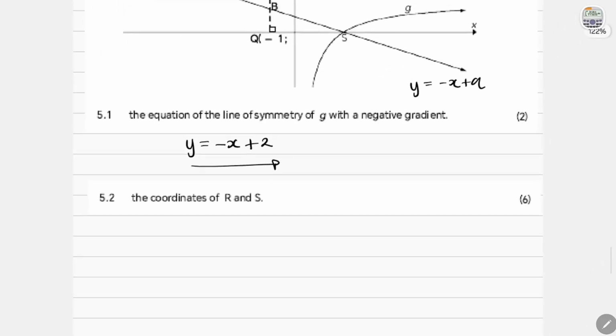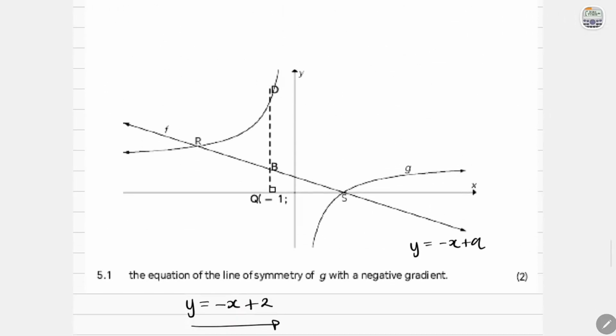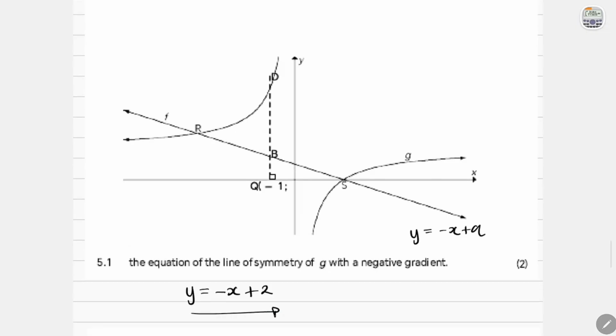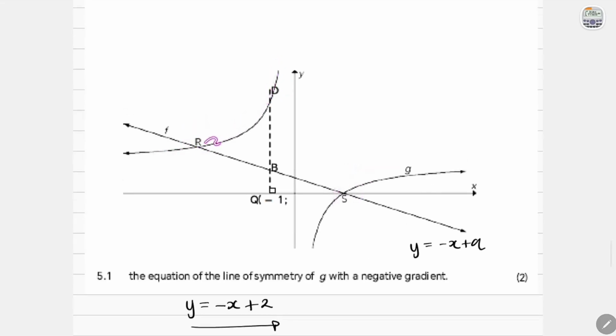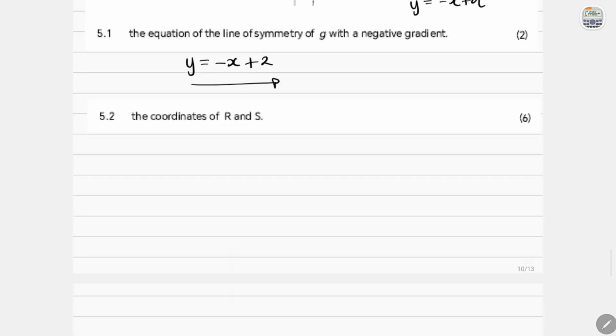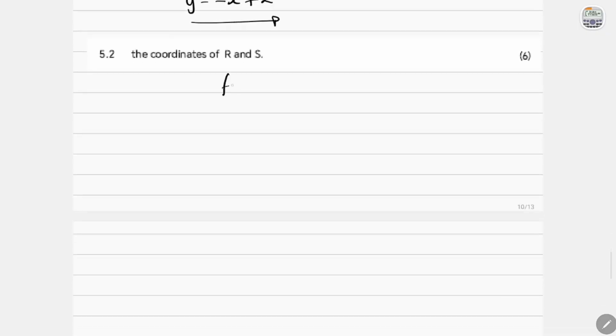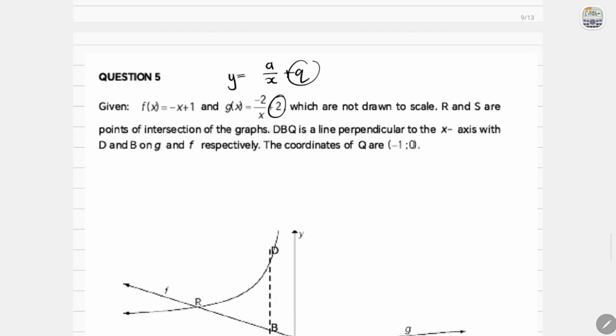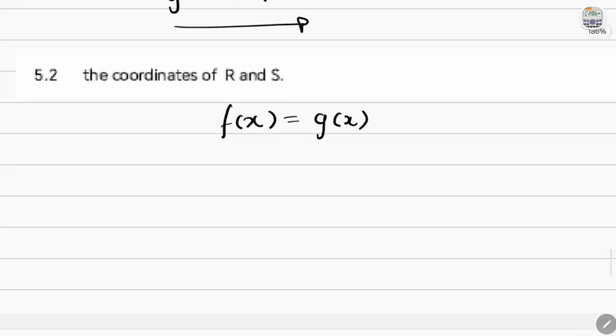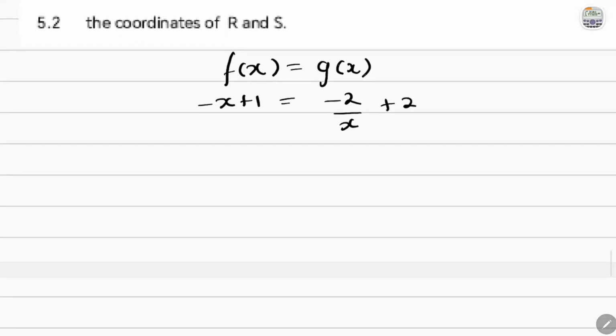Question 5.2 says, determine the coordinates of R and S. In this case, because R and S are the points of intersection between the graphs of f and g, we can just find it like that. If these are the points where they intersect, it means at this point they have the same y value and the same x value. Because of that, we can just equate them. So take your graph of f and equate it with g: f of x is equal to g of x. So this is going to be negative x plus 1 equals negative 2 over x plus 2. And then we need to solve for x here.